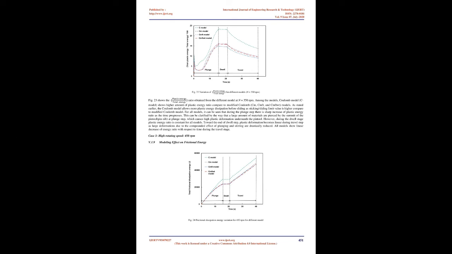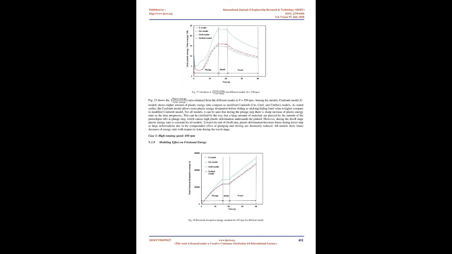which allows the plastic dissipation energy to increase before sliding when it reaches a critical value. On the other hand, in the modified Coulomb model the stick/slide condition is defined using V3, which has a lower value, therefore plastic dissipation energy is low compared to the Coulomb model. Consequently, the Coulomb model exhibits higher plastic dissipation energy than that exhibited by the modified Coulomb models.